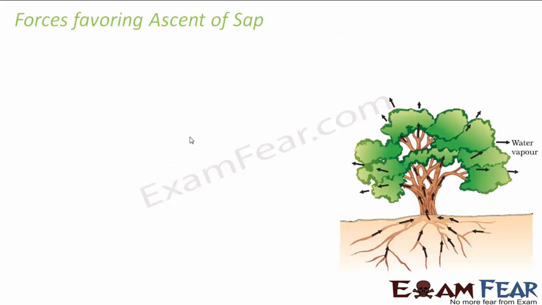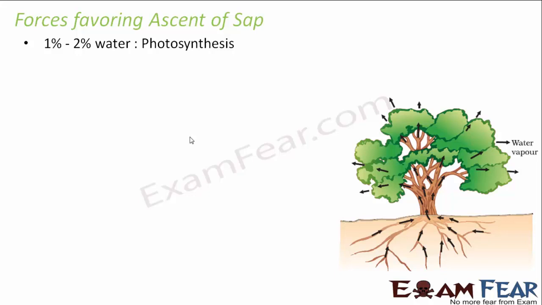Now let us look at the forces which favor this phenomenon of ascent of sap. The water which is taken from the soil and then transported to the entire plant, where does that water go? How is that water utilized?